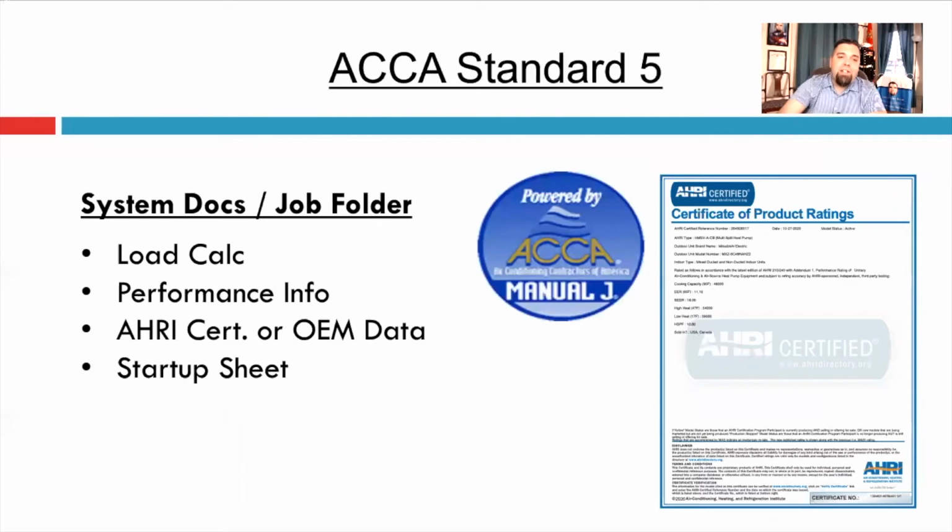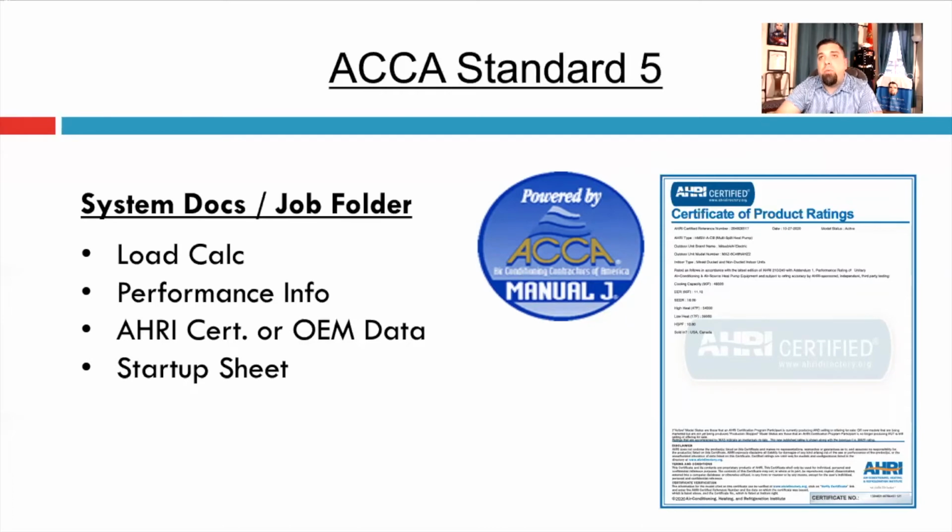All right. So you do all this testing, okay? And you need to supply all these documents in the job folder to meet the standard. So you have to provide a load calculation. Heat loss and heat gain, ACA Manual J version 8 approved, right? Powered by, it should have this logo on the report that you see on the screen here. Also, you're going to provide the performance information for that system. So a Manual S report or the equivalent.